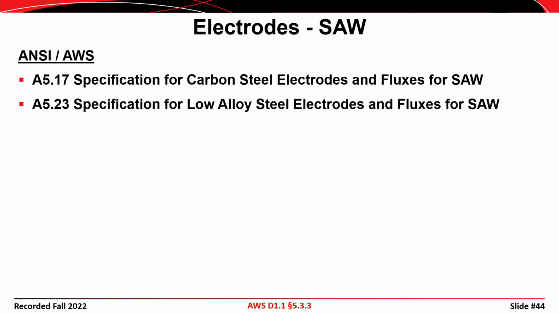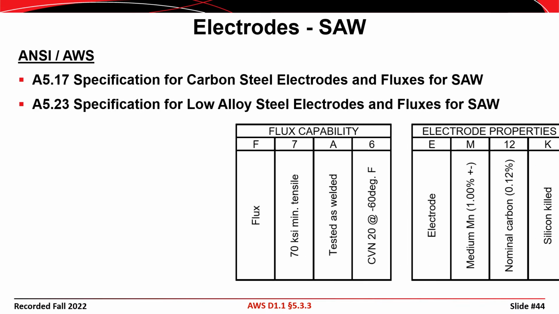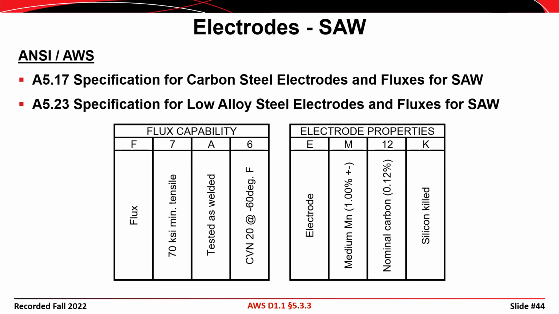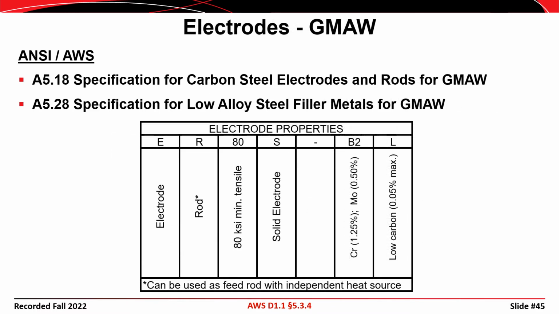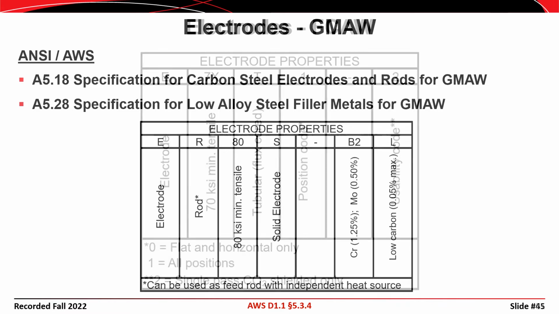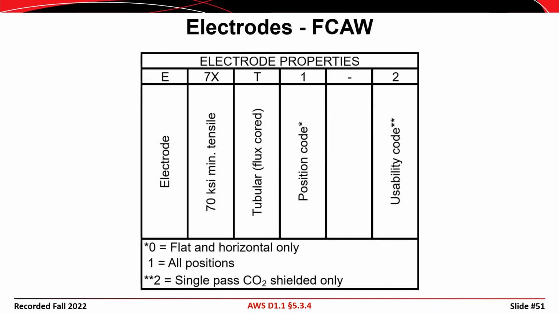Okay, so for submerged arc welding, we have A517 and A523 that deal with the fluxes and the electrodes, and those designations are covered here. I'm not going to get into this in too much detail at this point, but you might want to note that an F7, for example, gives the 70 KSI minimum for the electrode. Here's gas metal arc welding. In this case, it would be ER80, and that's an 80 KSI electrode. And then finally, the designation for flux-cored arc welding. So an E7X would be a 70 KSI electrode in that case.